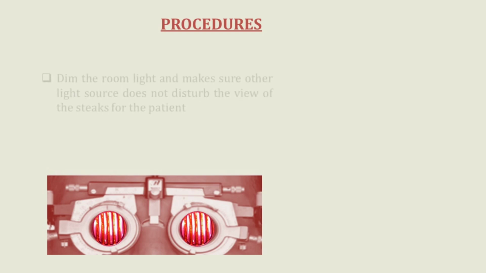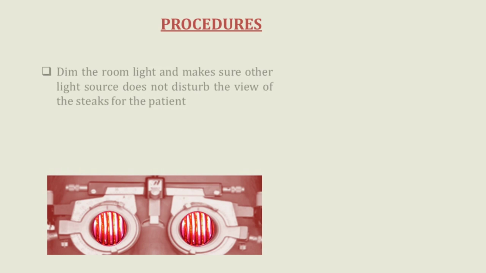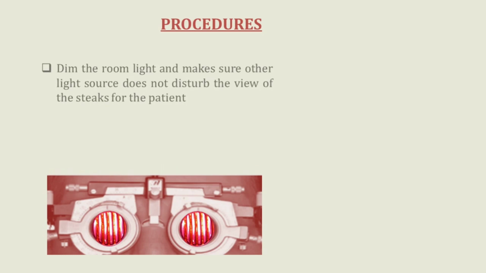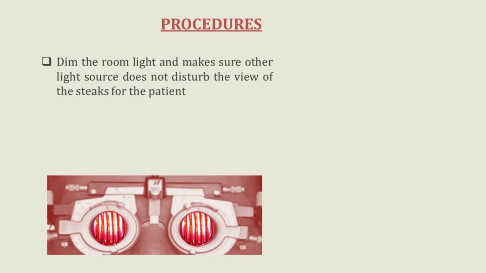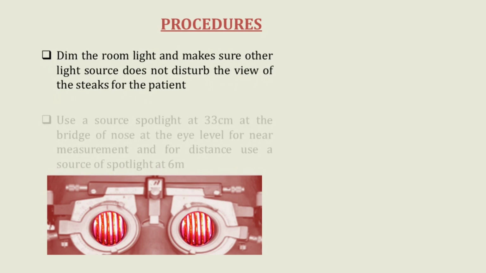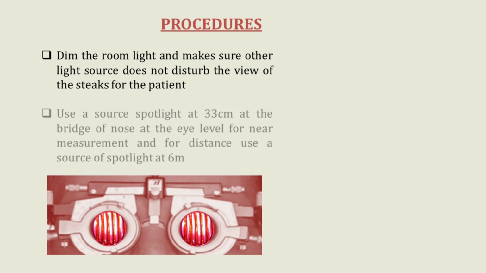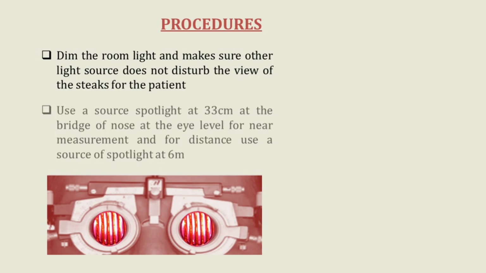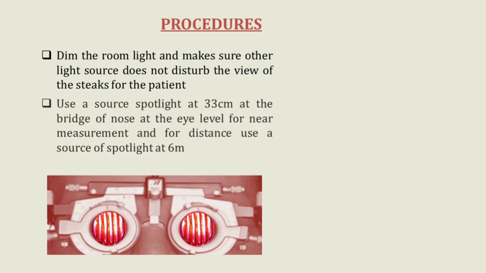The procedure of the double Maddox rod: the room light should be dim, and make sure other light sources do not disturb the patient's view of the streak. Use a spotlight at 33 centimeters at the bridge of the nose at eye level for near measurements, and for distance use a spotlight at 6 meters.